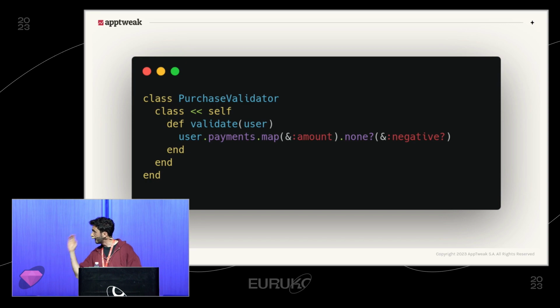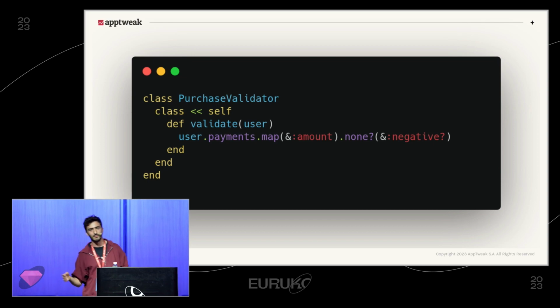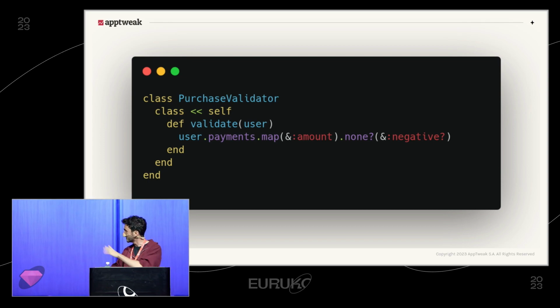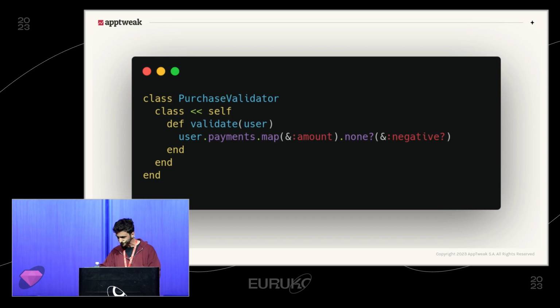And then I have a purchase validator class that essentially just validates the purchase of a client. We will say that this is good if there's no negative amount. I told you this is going to be a dumb example, so yeah. But let's just keep this in mind. If we have a negative payment, we're going to say that this is not valid. And this is the method that we're going to be trying to test.